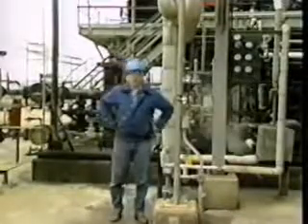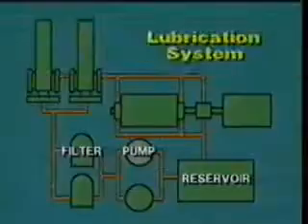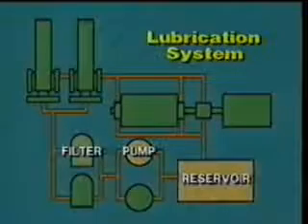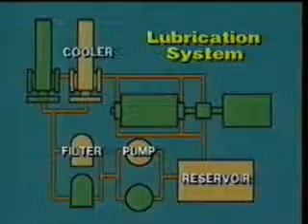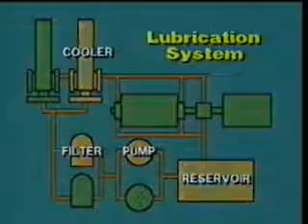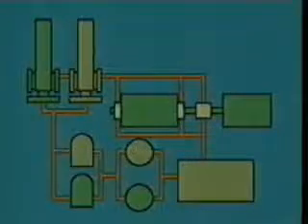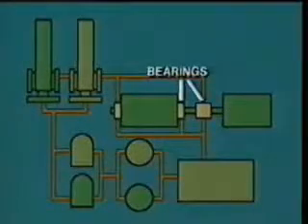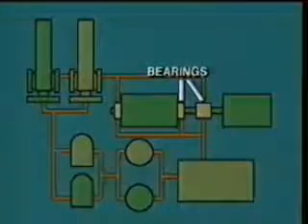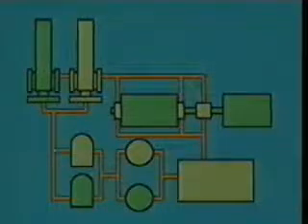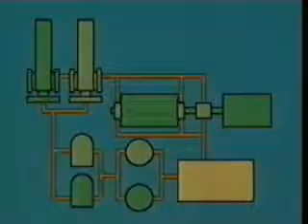Now here's how the lube oil system works. Oil is pumped from the reservoir through a filter to a cooler, where it is cooled to the correct operating temperature. This cooled, clean oil then flows under pressure to each bearing through holes and grooves. Gravity allows the oil to make its way back into the oil reservoir, where the cycle starts all over again.